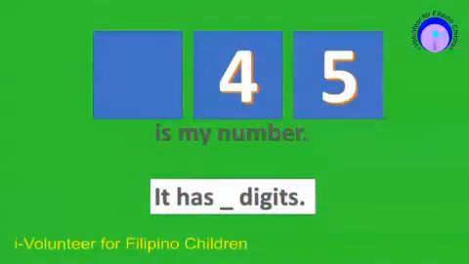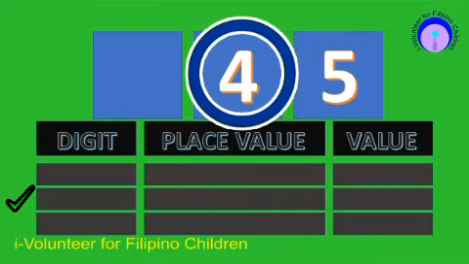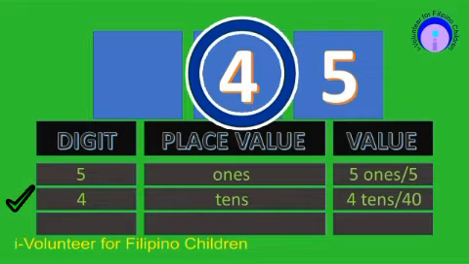What is your number? How many digits does your number have? My number is 45. It has 2 digits. What digit do you have? What place value does it belong to? What is the value of your digit? Digit 4 is in the tens place and the value is 4 tens or 40.